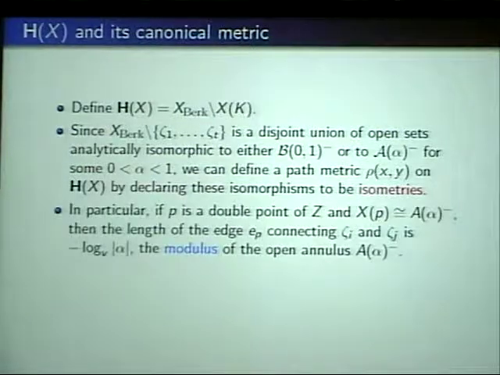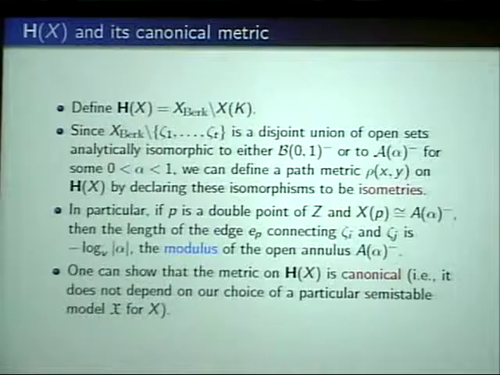In particular, the most important construction is that if you have a double point P in the special fiber, and the formal fiber is some open annulus, then the length of that corresponding edge is the modulus of the annulus, minus log of alpha. I guess alpha was a real number before, so this should be alpha, not absolute value of alpha. But an open annulus has a well-defined modulus in p-adic analysis, just like in complex analysis, and it's actually the unique conformal invariant. So two open annuli are analytically isomorphic if and only if the modulus is the same.